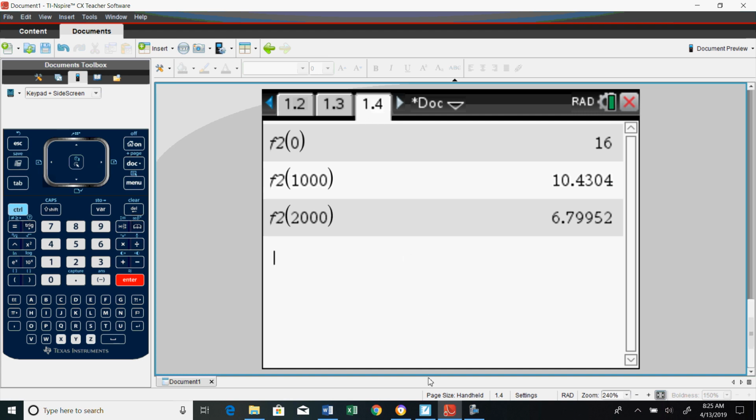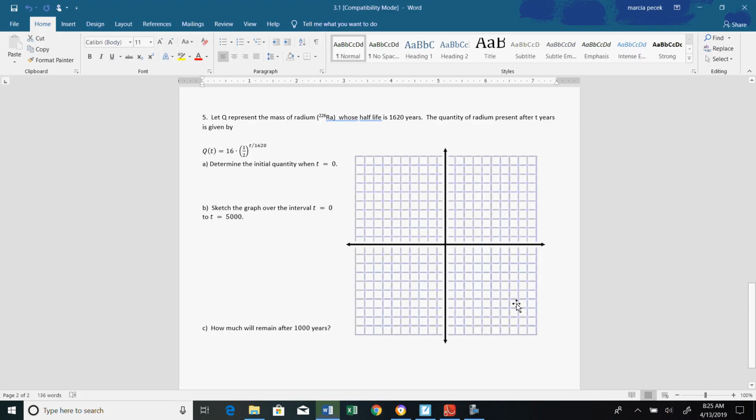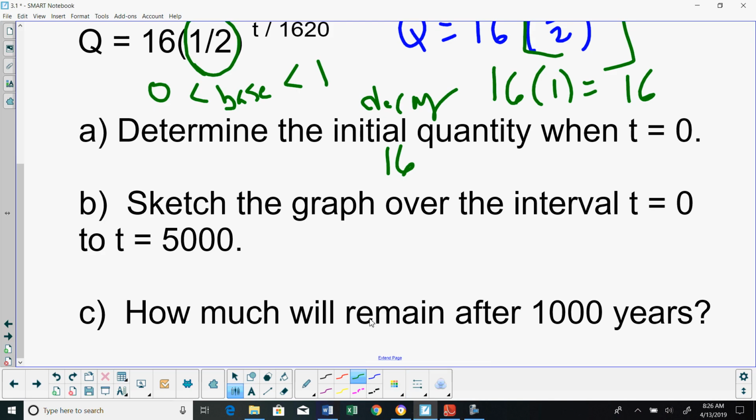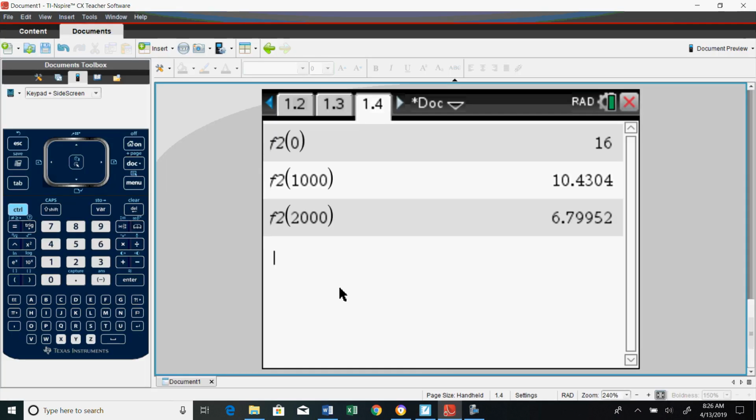So go ahead and plot some points for your graph. And basically you want to get out to 5,000. So maybe you're going to say, oh, I'll make this 1,000, 2,000, 3,000, 4,000, something like that. I'll let you be creative with that. All right, and then it does say how much will remain after 1,000 years, and I think we just answered that. That would be this 10.4 that are going to be left after 1,000 years.